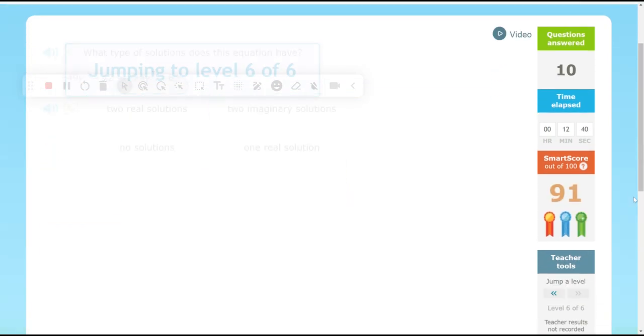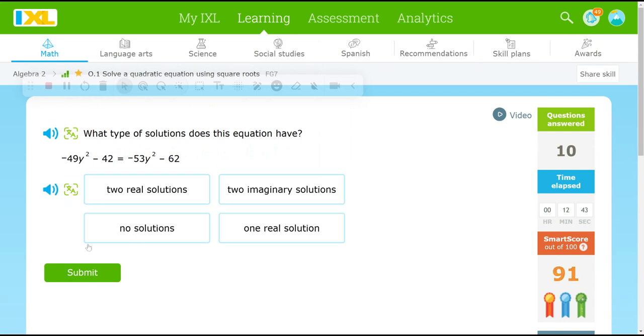So we can save a little time here. Same thing over here, you need to isolate for the y squared. Take a look over here. We have negative 49y squared and negative 53y squared. Negative 53 is smaller, so I would eliminate negative 53y squared by adding 53y squared on both sides. And you can see on the left side, I come out at 4y squared.